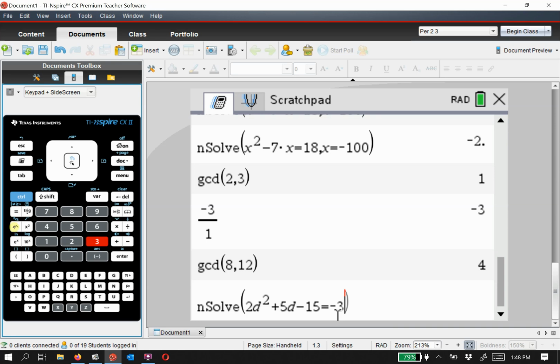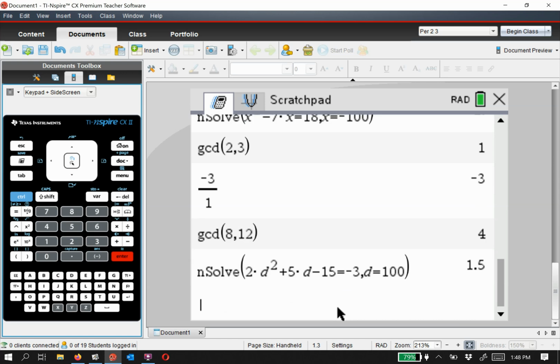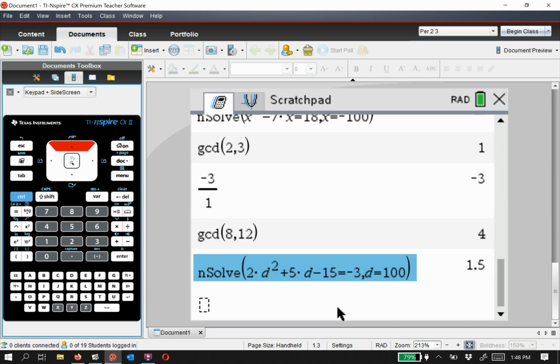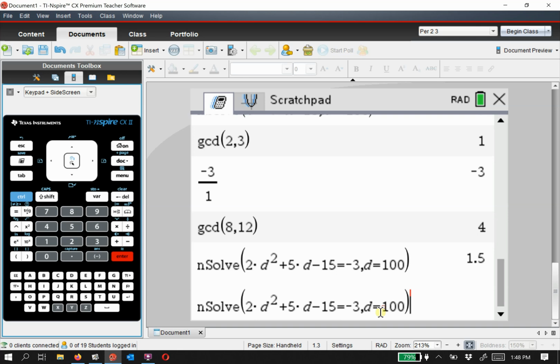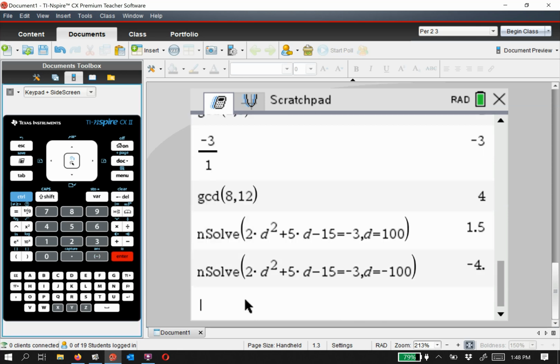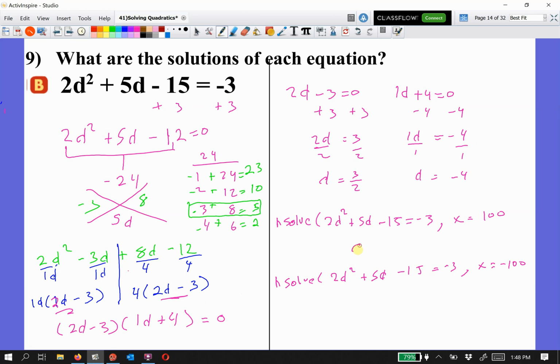Okay, so, comma, d equals 100. Okay, and d equals a negative 100. So I've got negative 4 and 1.5. Okay, so d equals, sorry about that. D equals 1.5 and negative 4. Now, I got an answer 3 over 2.